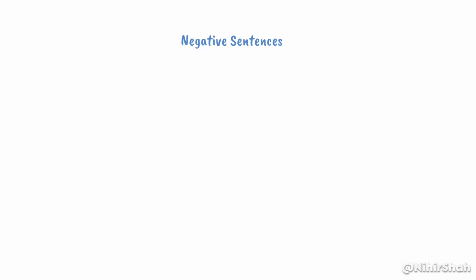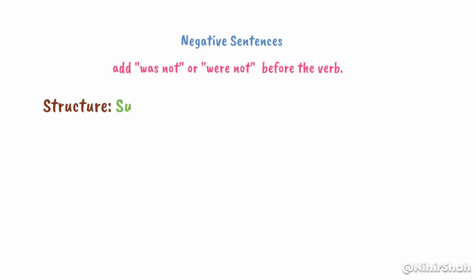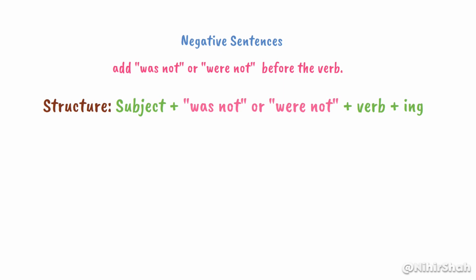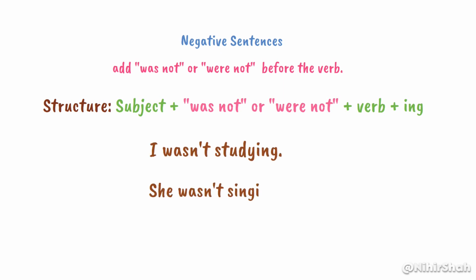To form negative sentences in past continuous tense, we use was not or were not before the verb. So the structure will be subject plus was not or were not plus verb's ing form. Or in contraction we can use wasn't or weren't. For example, I wasn't studying, she wasn't singing, they weren't playing.